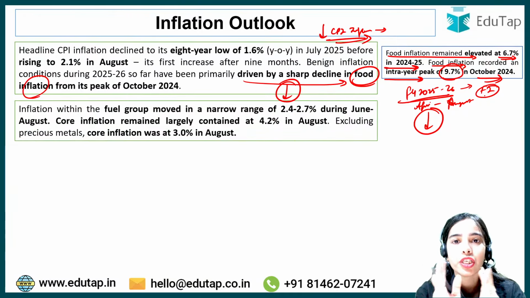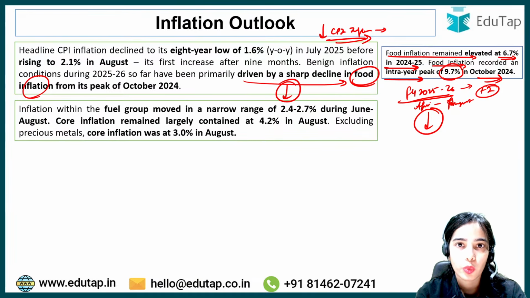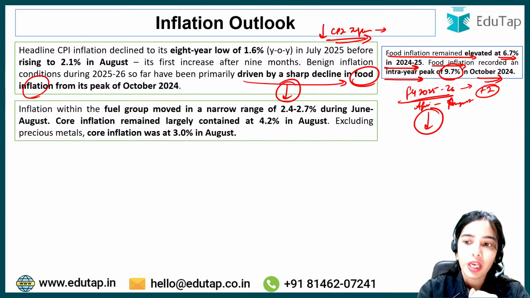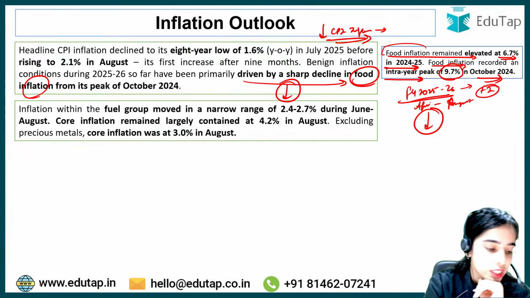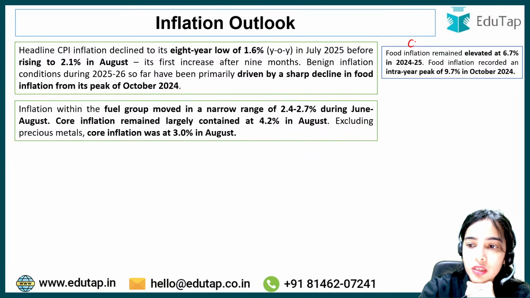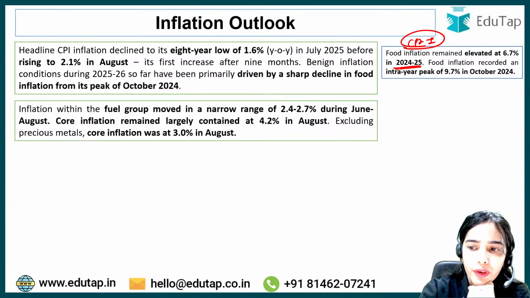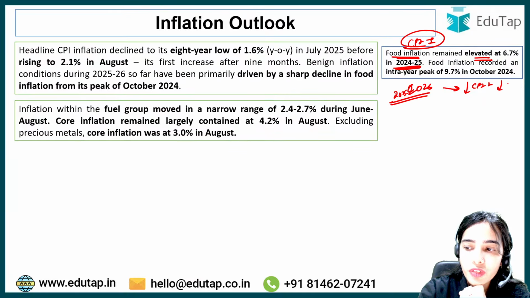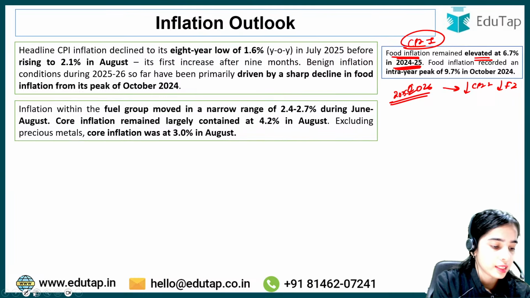Okay, so in financial year 2025-26, the food inflation is low. Because of the low food inflation, the CPI inflation is decreasing. CPI inflation was on the higher side in 2024-25 because of the high food inflation. But now in the current financial year 2025-26, we can see that the CPI inflation is declining because of the declining food inflation. This is the idea.